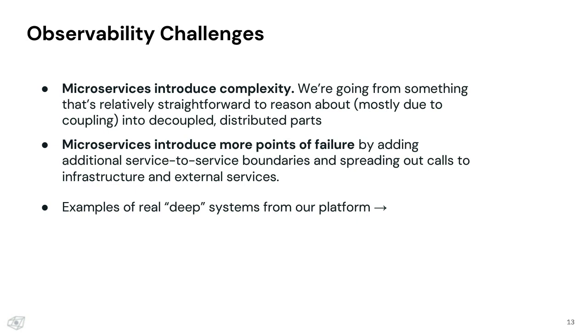That means that they need to operate independently from each other. And this also can introduce more points of failure. We're adding more service-to-service boundaries. We're spreading out calls to infrastructure and external services across a variety of places. So your monolith was talking to MySQL, let's say, at the start, and then we added a bunch of microservices. All of those services are separately talking to MySQL, right? So we've spread out all of that, and it's no longer centralized.